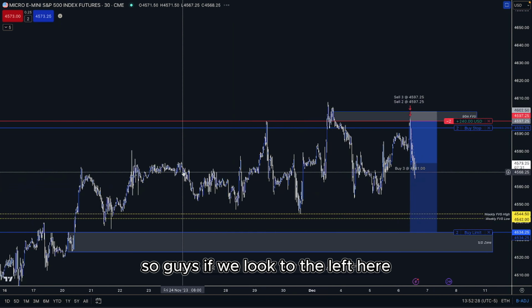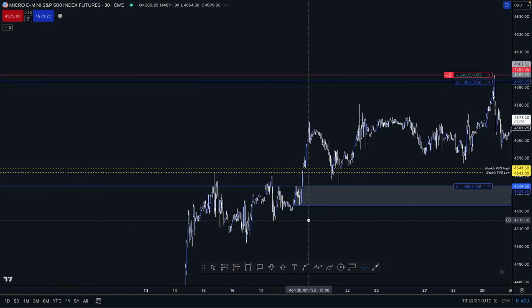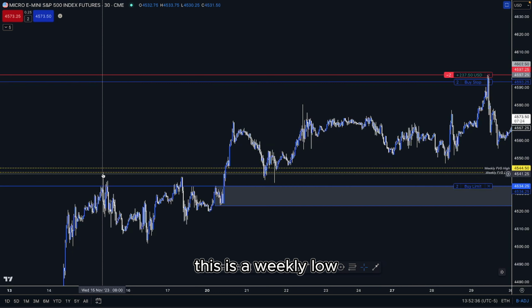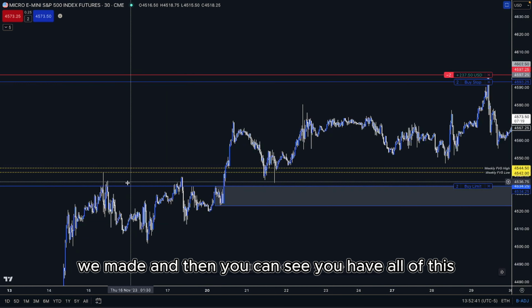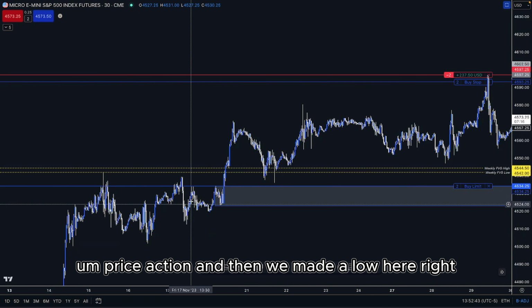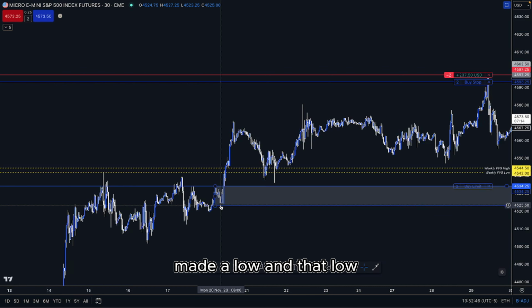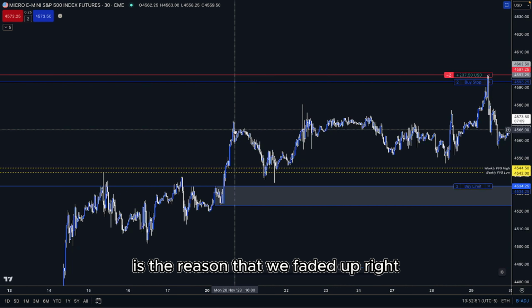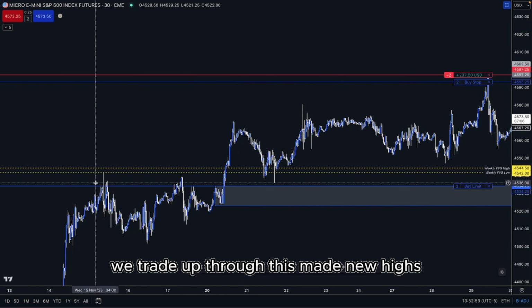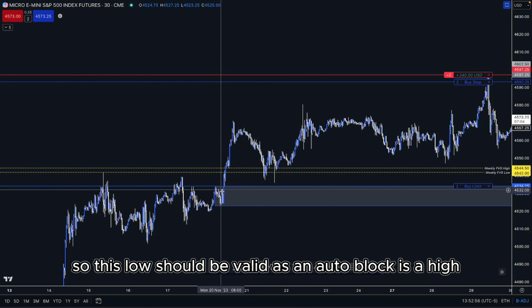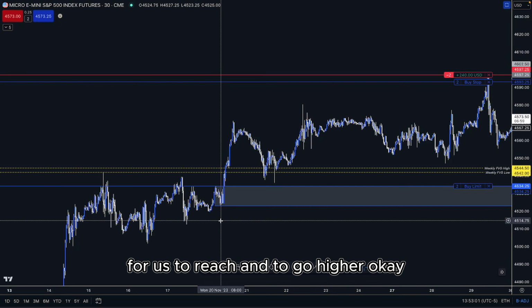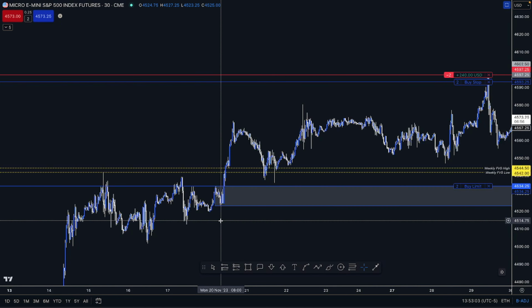So guys, if we look to the left here and we see where we come from, we made these major highs, right? This is a weekly low, weekly fair value gap low we made, and then you can see you have all of this price action, and then we made a low here, right? Made a low, and that low is the reason that we traded up. We traded up through this, made new highs. So this low should be valid as an order block, as a high probability order block for us to reach and to go higher, okay?